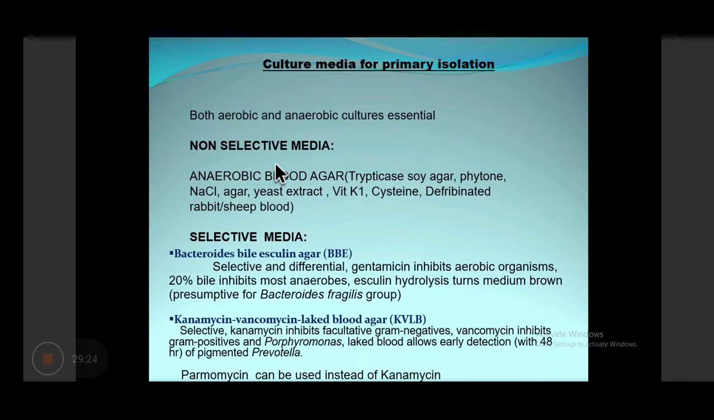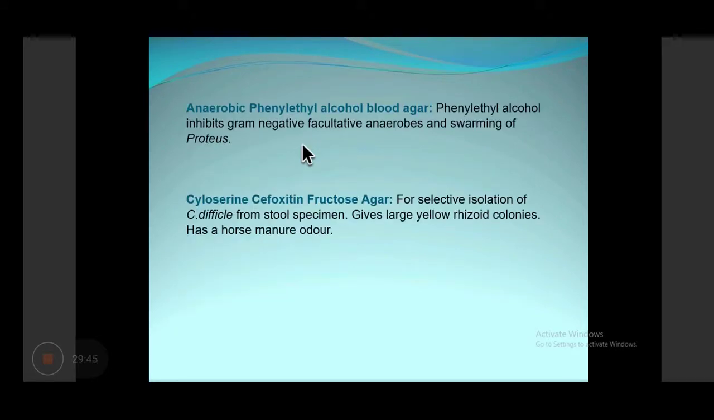Kanamycin, vancomycin, laked blood agar. This is another example of media for gram positive and gram negative anaerobic bacteria. Here we use vancomycin to inhibit other bacteria. Anaerobic phenylethyl alcohol blood agar inhibits the gram negative facultative anaerobes and the swarming of Proteus as well. Cycloserine, cefoxitin, fructose agar, CCFA, is another name for this medium.